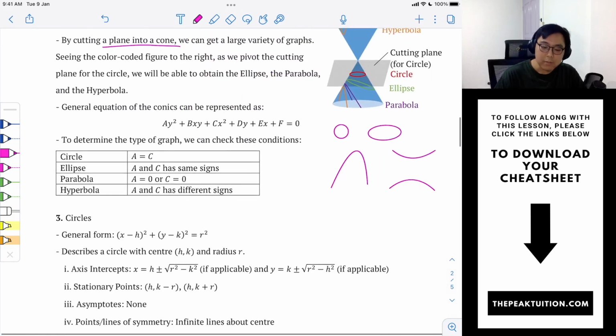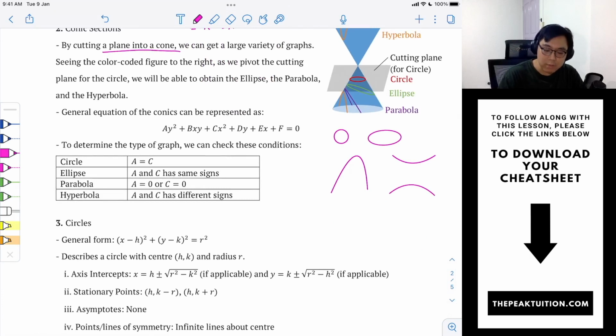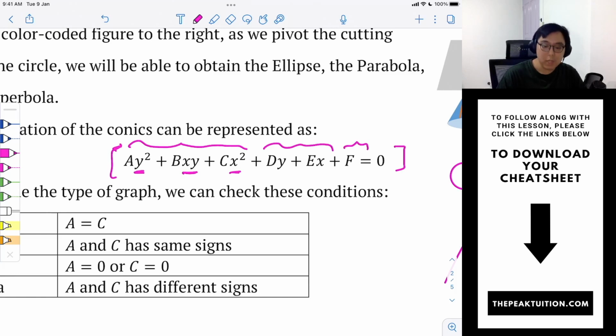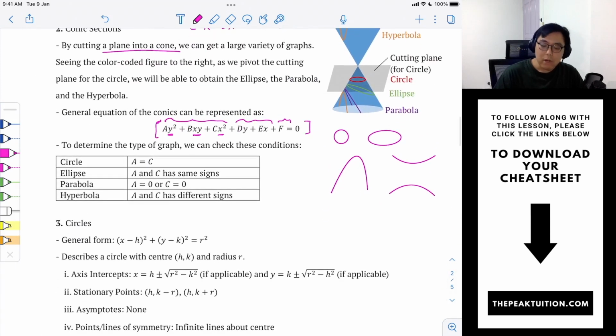In any case, the general equation of the conics can be represented like this. Important equation, you don't necessarily have to remember this, but try to understand how it works. Basically there's a y squared, there's an xy, there's an x squared. You have up to the second order. The first 3 terms here are second order terms because there are two variables multiplied. These 2 are the first order terms, and then there's a constant term. Okay? To determine the type of graph, we can check these conditions.